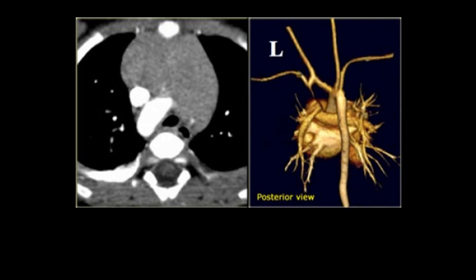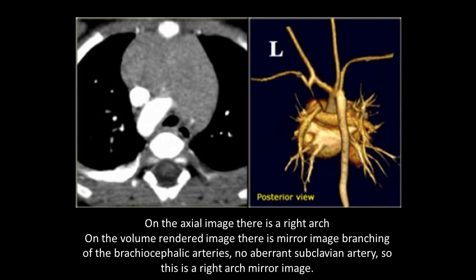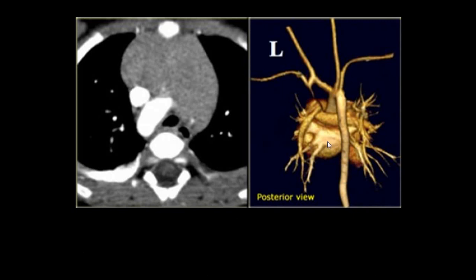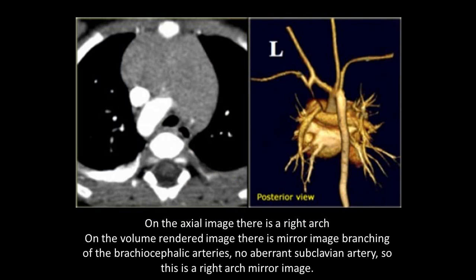So what's in here? This is a small kid. So what we see here? This is a posterior view, 3D image. This is left and this is right. Right, this is right and this is left. So it means that the arch here is in the right, right? Right side. So this is a case of right-sided arch, right arch mirror image.